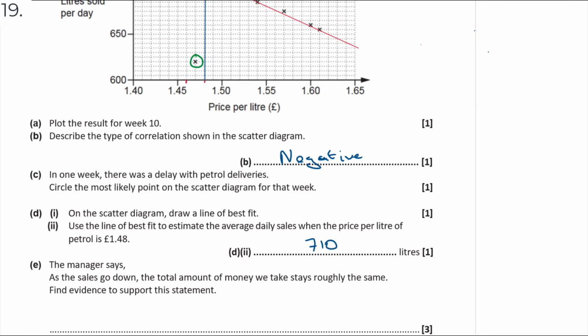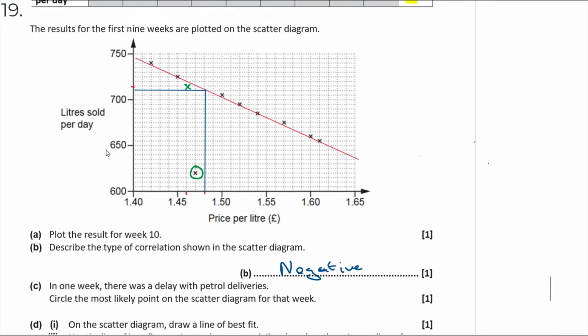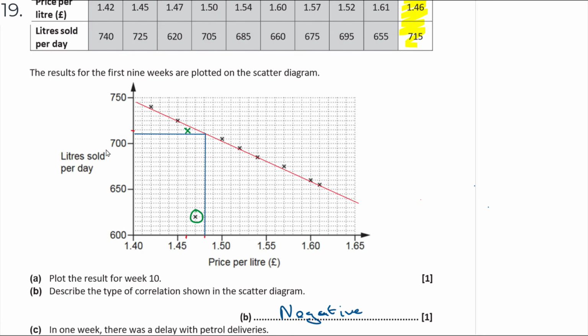Part E says, the manager says, as the sales go down, the total amount of money we take stays roughly the same. Find evidence to support this statement. Okay, so I guess we can go back to our data at the top here. If we multiply price per litre with litres sold over the course of the 10 weeks, I won't do all of them, but maybe I'll do every other one, then we should see if it's trending up, down, or staying about the same. So if I multiply these, I'll do 1, 3, 5, 7, 9. I don't have to do all of them, surely.